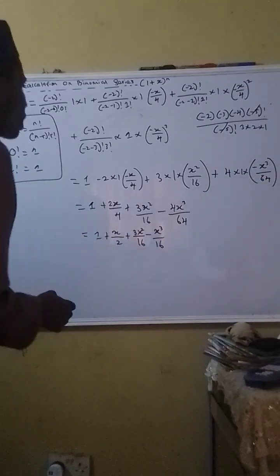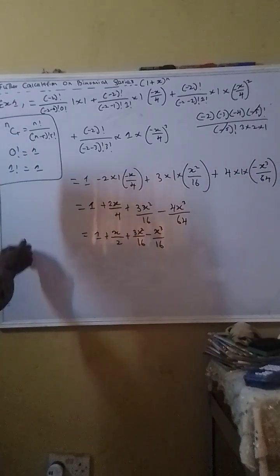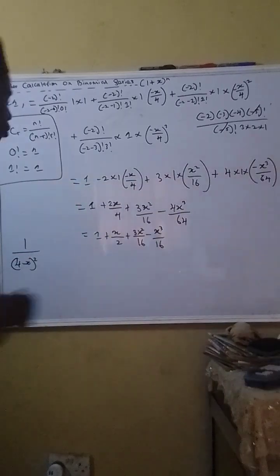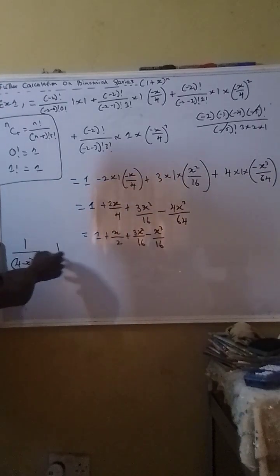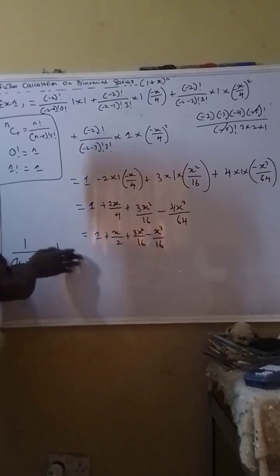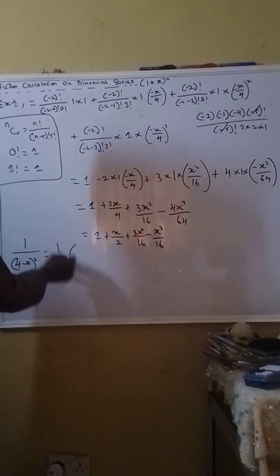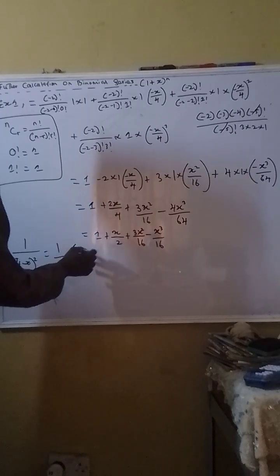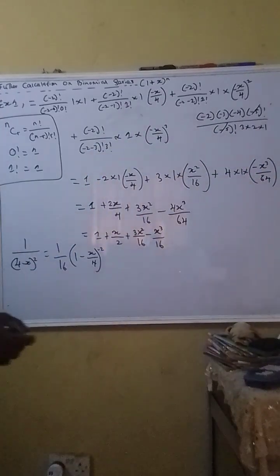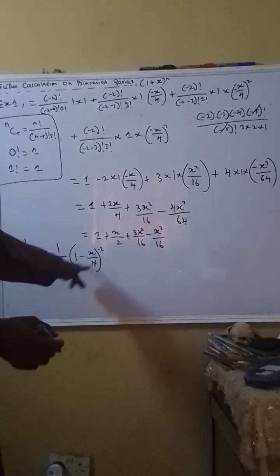So therefore now, do not forget that the question is what? 1 over 4 minus x squared. So the answer we broke down was 1 over 16, right? Into brackets 1 minus x over 4 raised to power negative 2. Are you with me? And this was what we expressed to get this.